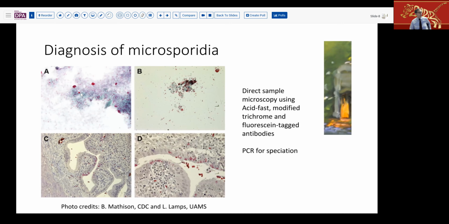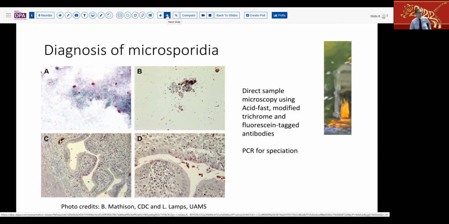So one is a direct stool exam or direct exam of nasal aspirates, respiratory aspirates if you're dealing with other sites. And then these are stained with either an acid fast or a modified trichrome stain, as you can see here, or the acid fast on the tissue stain, which shows the presence of these organisms in abundance within the cytoplasm and then being expelled into the lumen outside of the cells.